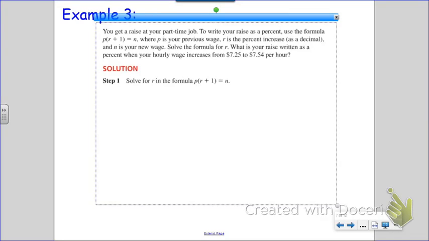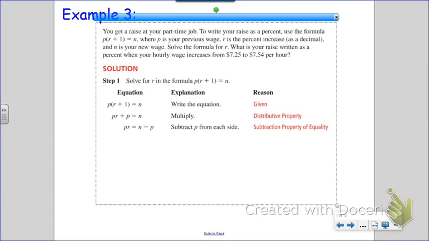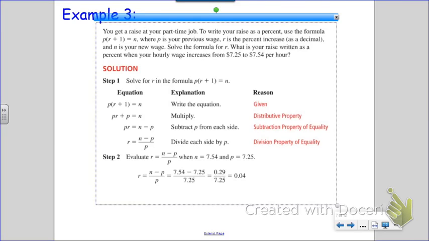Here's our solution. We're going to solve for R in the formula. So our equation is given. We're going to distribute the P inside of the parentheses, subtract P from both sides, so that's subtraction, divide each side by P, and then we're going to use our numbers they gave us for N and P to evaluate R. Our solution is 0.04.